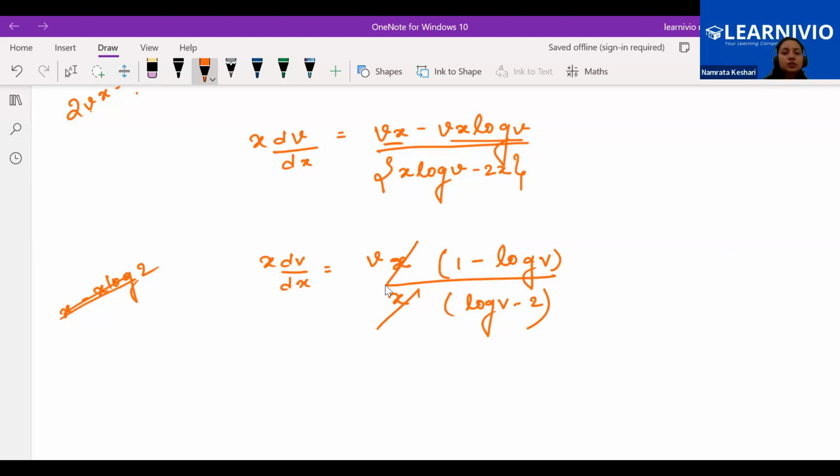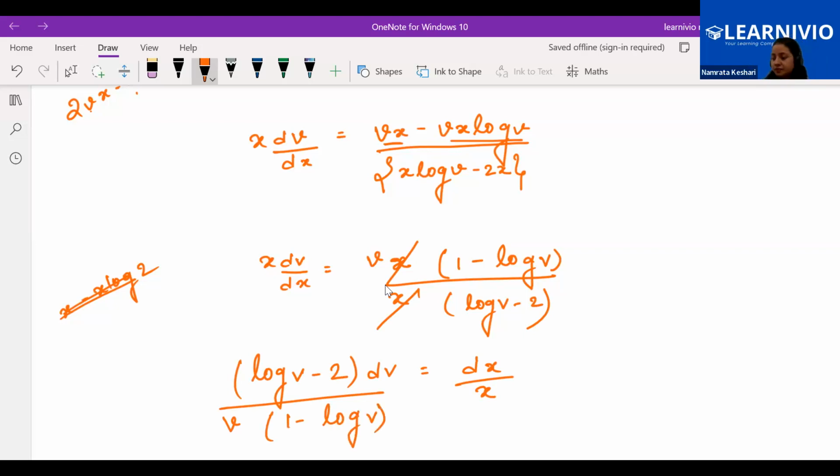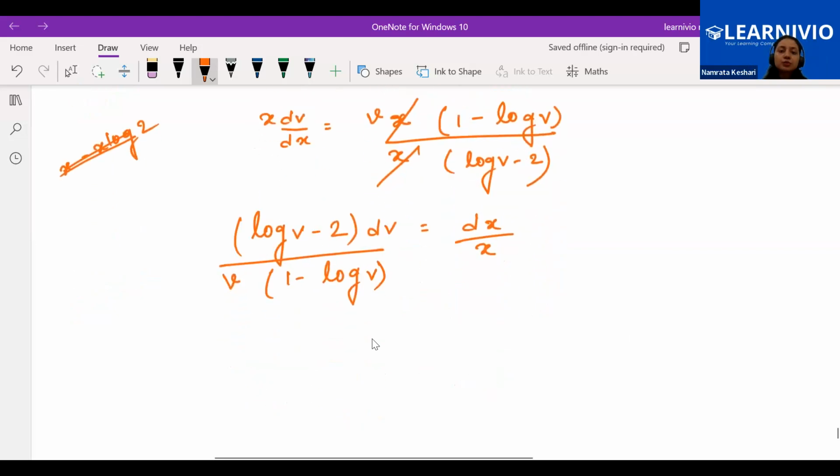Now we keep v on one side and x on the other side. So here we will be having log v minus 2, and dv equals dx by x over v, with 1 minus log v still there. Now let's see how we can do the integration over here. This is the main thing. If we can integrate easily, then we are done with the solution, be it general solution or particular solution.